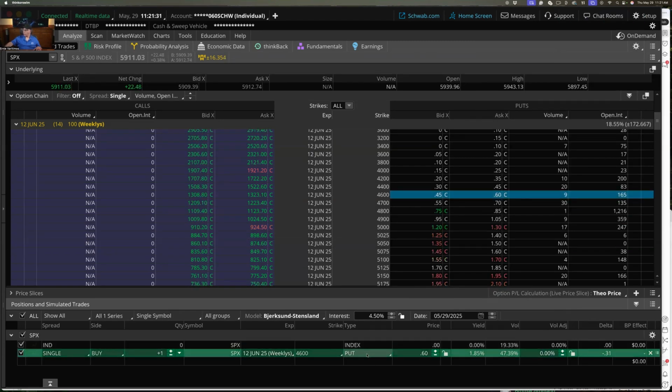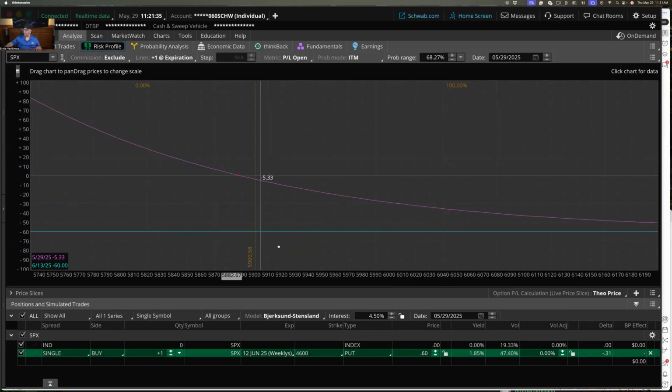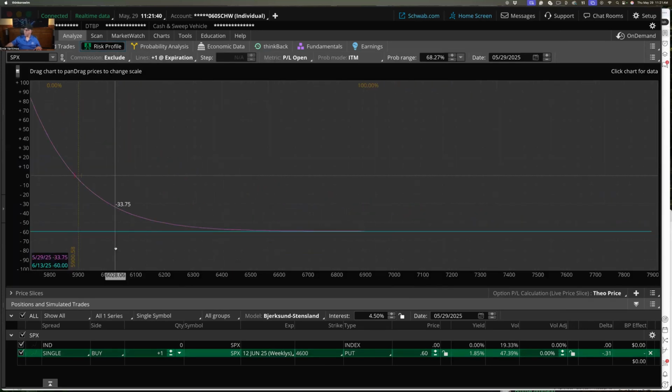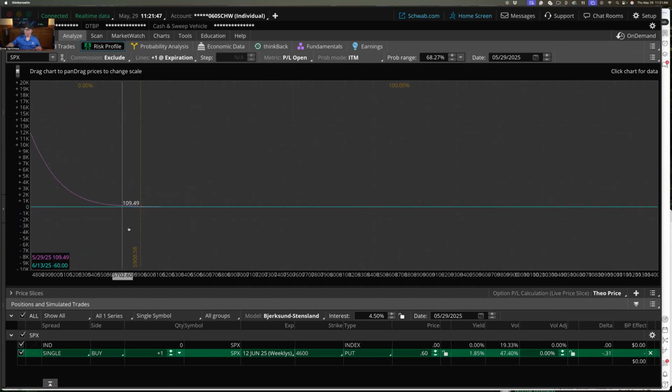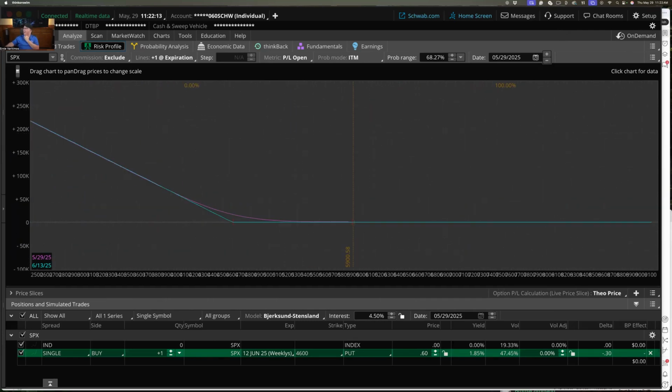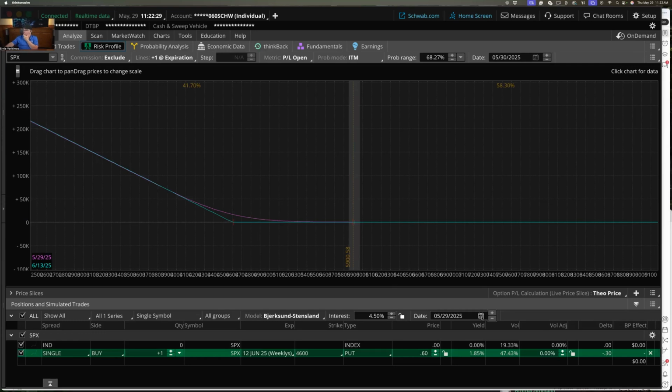Here I'm putting a put on, so a put goes the other direction. Let me see if I can bring this into perspective because it's pretty far out there. Yeah, there it is. You have to change your date, right? You're on 5/29, so let's go out to 5/30. And for this one, we'll go out to 14 days out, which is what, June 15th, June 14th.